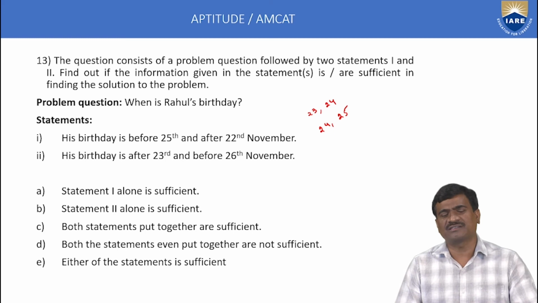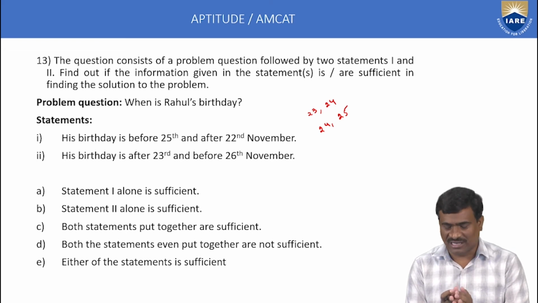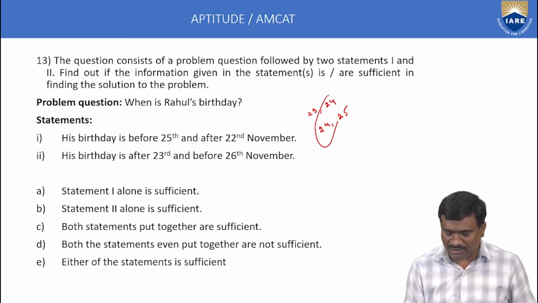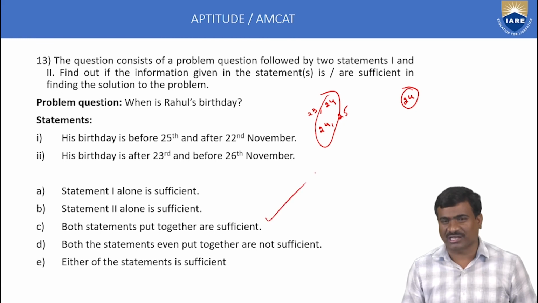A alone not sufficient. B alone not sufficient. Then combine the 2 statements. If you combine the 2 statements, the common date is only 24. Then Rahul's birthday is 24. Combined, the 2 statements put together are sufficient. Option C only is correct. This is about data sufficiency.